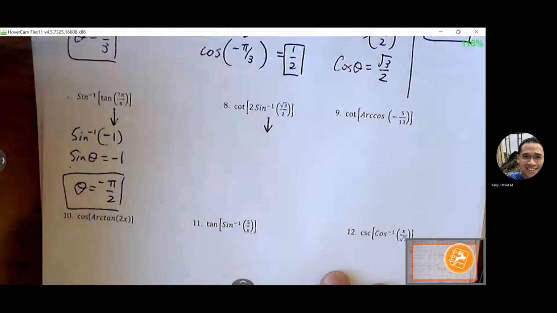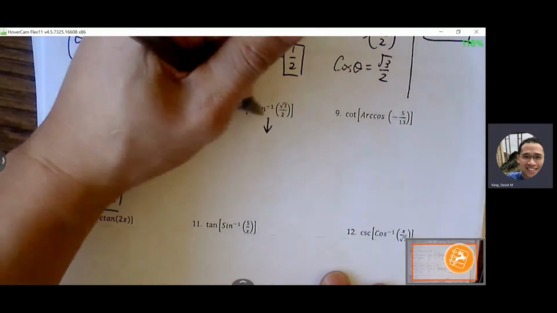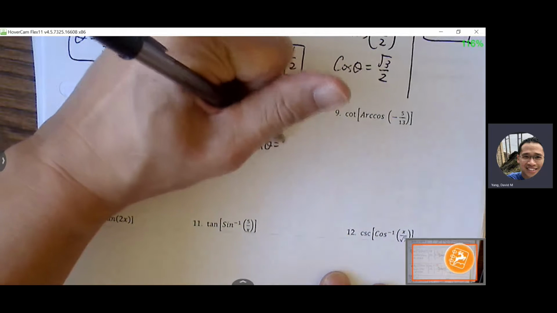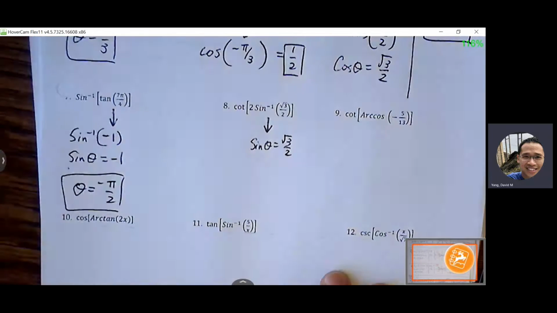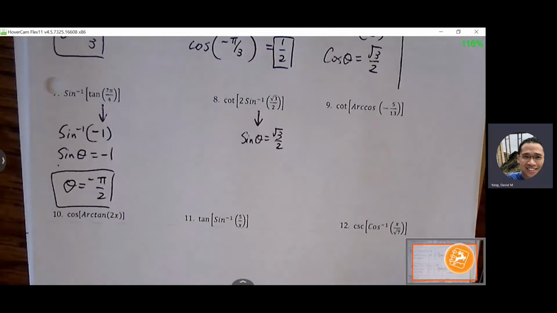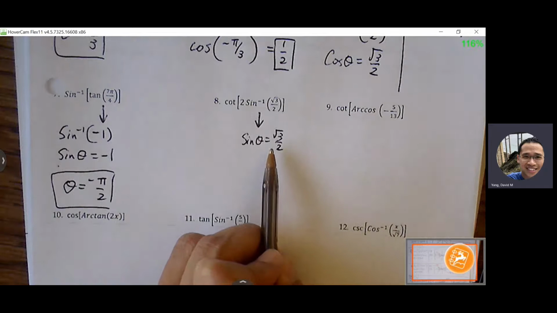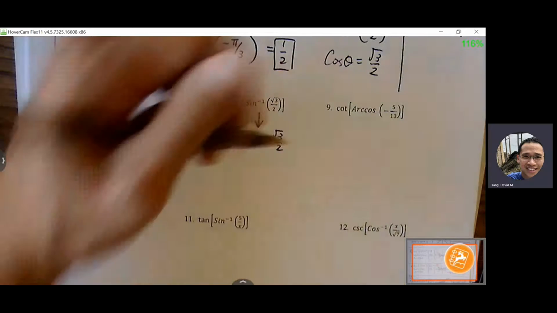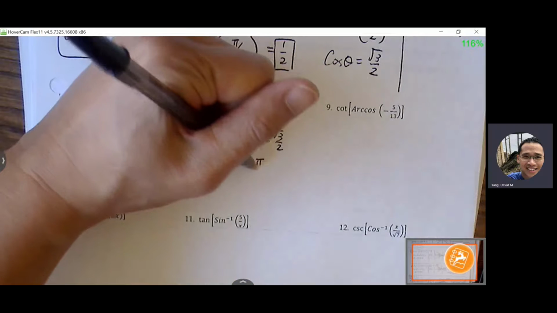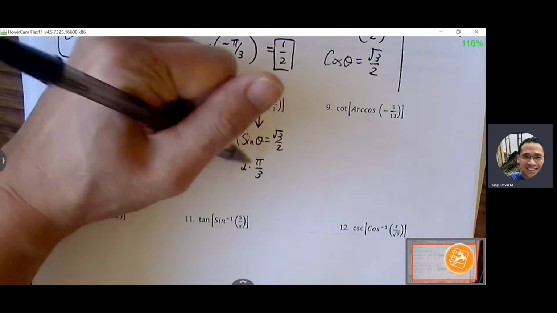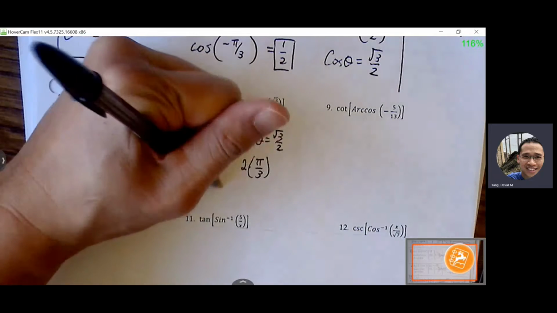Okay. Work the inside portion first. This is saying where is sine of theta equal to root 3 over 2? You see that uppercase S, positive, so first quadrant. Where is sine equal to root 3 over 2? Pi over 3. Now, we got to bring down this 2 as well, right? So it's going to be 2 times pi over 3.